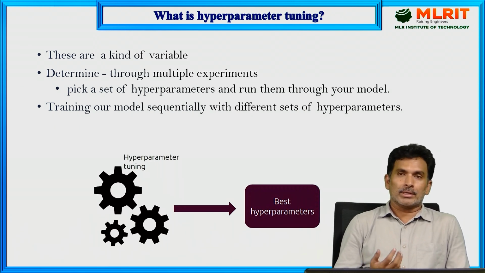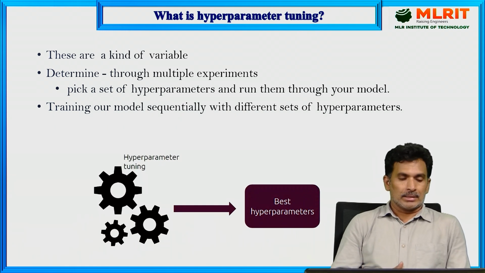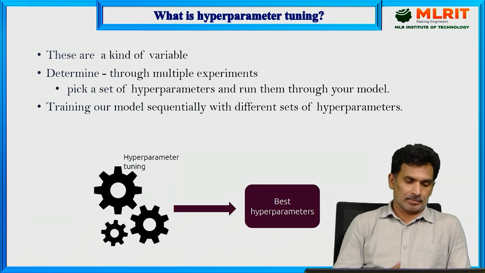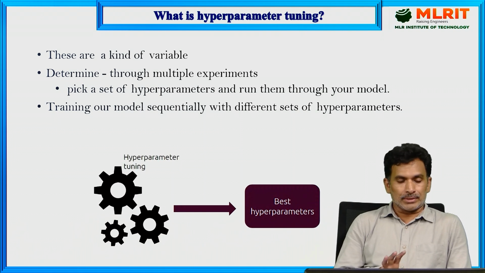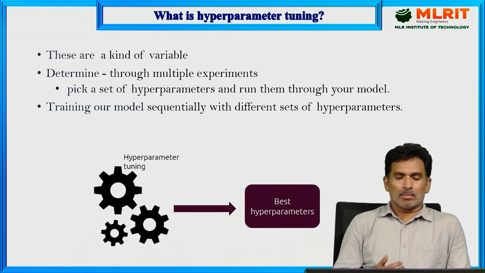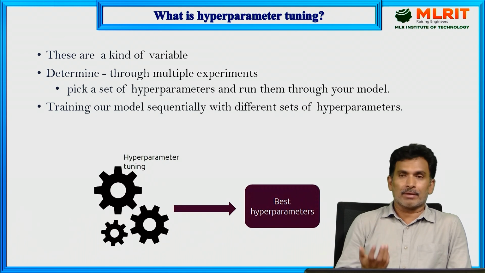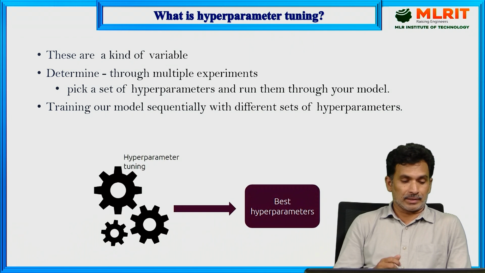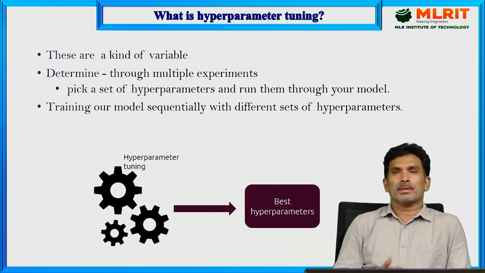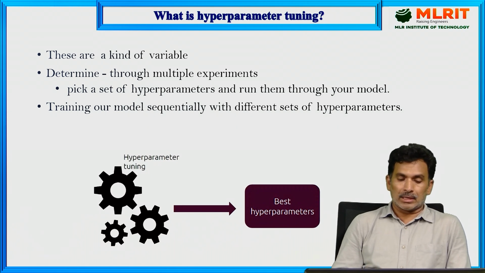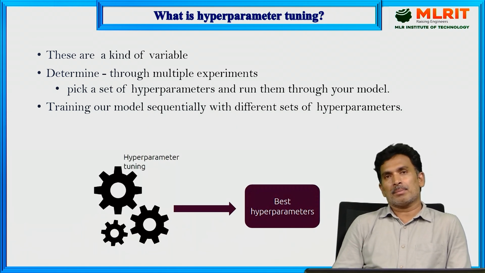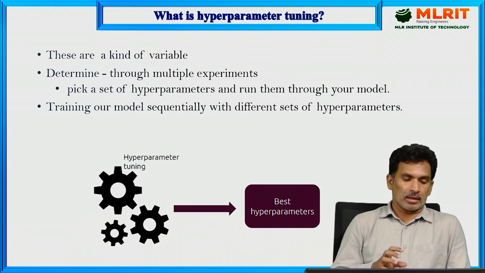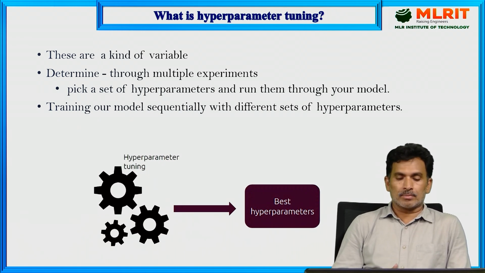Here, whatever we discussed so far, like parameters, these are all a kind of variables. These are only determined through multiple experiments. We don't have a set of rules or formulas to decide. So we have to do multiple experiments and pick a set of hyperparameters. Once we have done the experiments, we pick a set of hyperparameters and run them through our model, next training our model sequentially with different sets of hyperparameters.